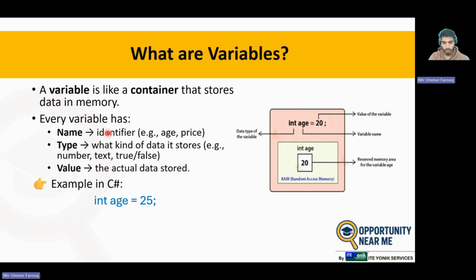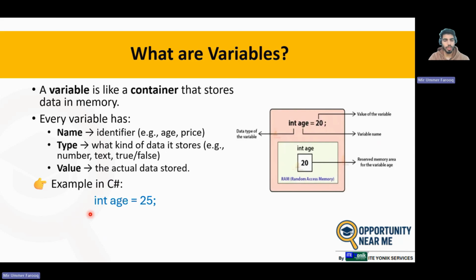And then we have the value, what you are storing in that variable. If you have created a variable, what data you will be storing in that particular variable is what we call the value. As simple as that. So in C#, creating variables is really simple. As I told you, let's say I want to store your age. Obviously, age is a number, an integer type.